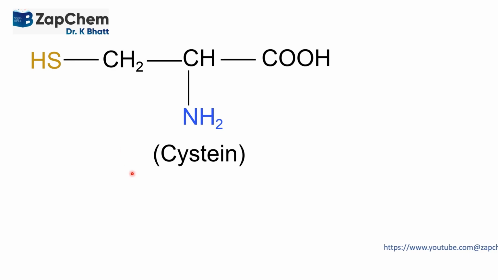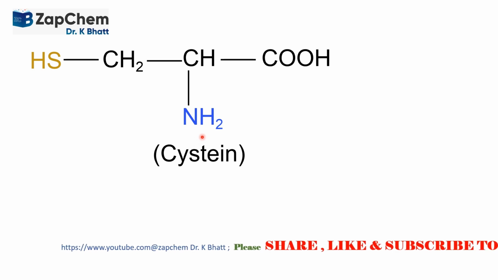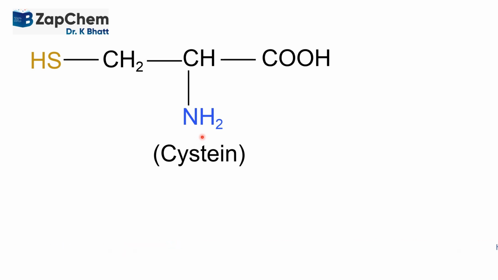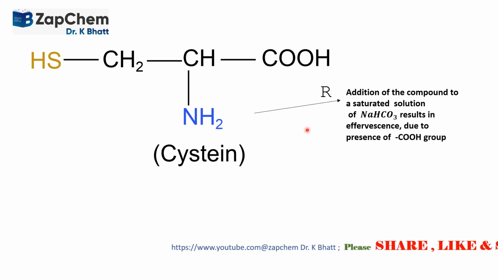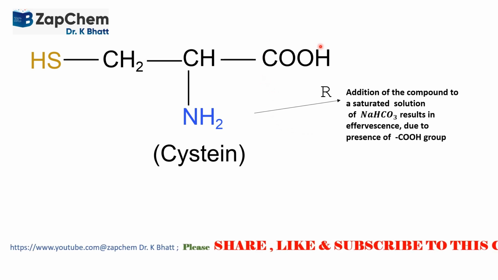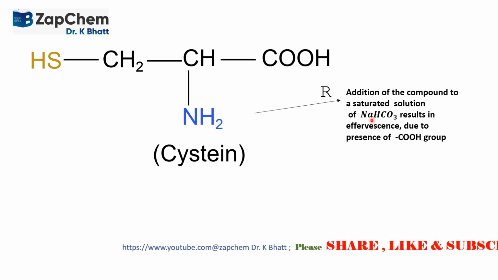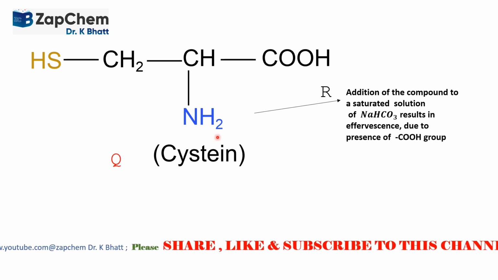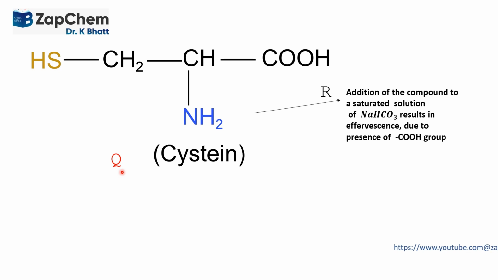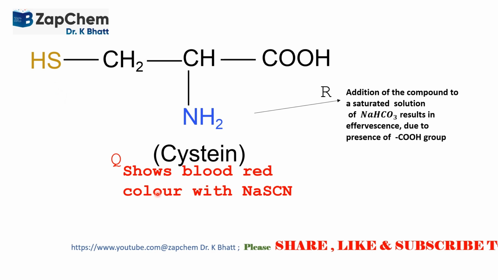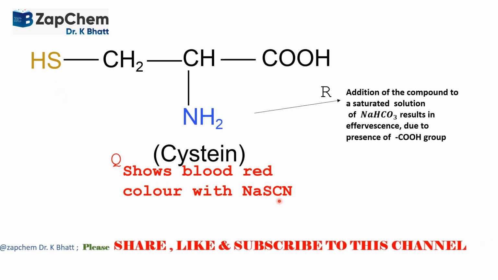Similarly, we can match cysteine, which has the structure like this. Here again we find there is a nitrogen atom present, NH2 group, and therefore it should match with R. And not only this, we find that COOH group is also there. So wherever the carboxylic acid group is there, it forms effervescence with sodium bicarbonate, and it matches with Q also. Because it has sulfur over here, it shows a blood red color with NaSCN.